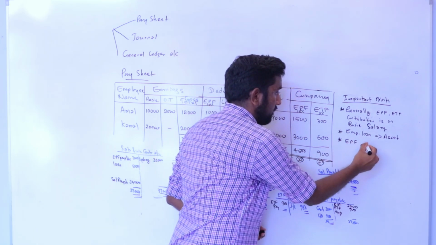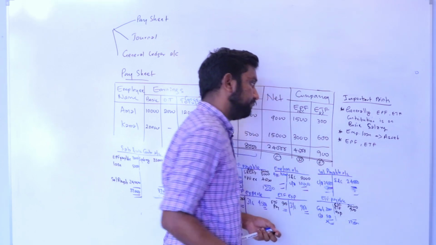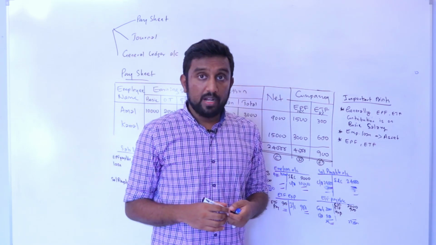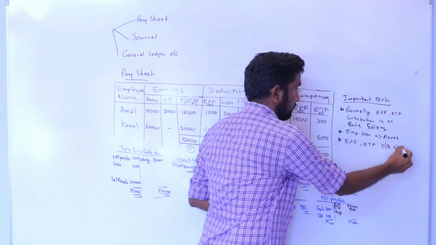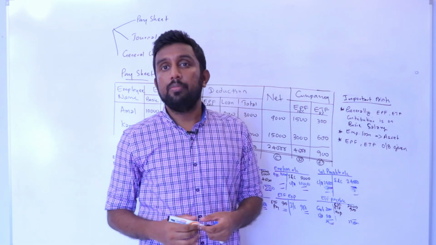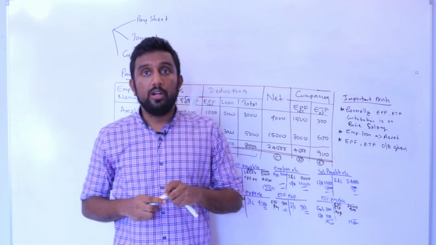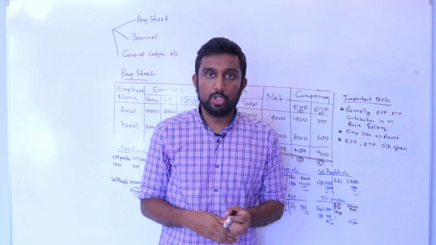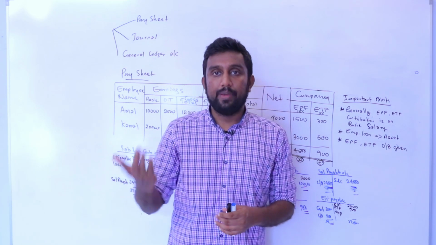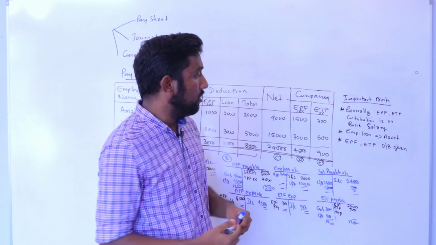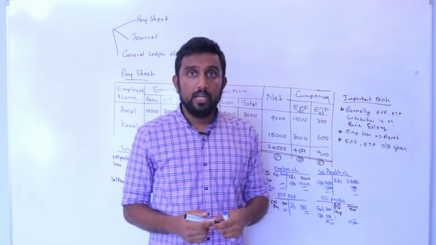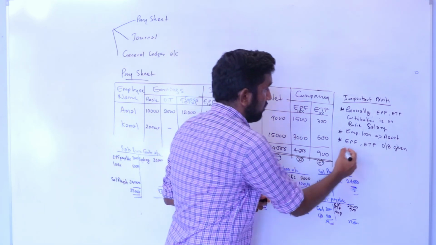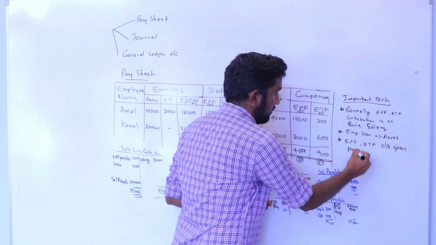Fine. And the third one, EPF, ETF opening balance is given. If they give EPF, ETF opening balance, you have to consider that generally in the question they will mention that it is paid in the current month. So EPF, ETF opening balance is a credit balance, which will be paid in the current month, right? So payment.